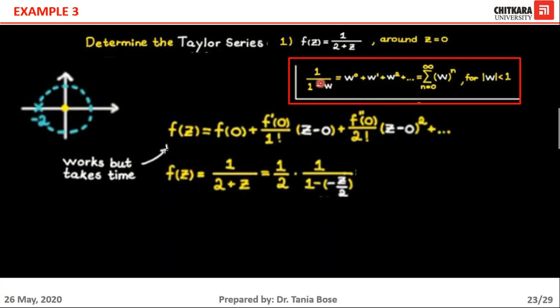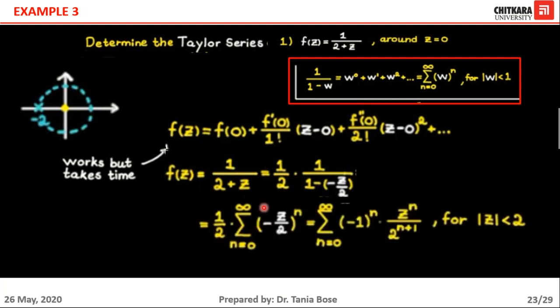Now you can compare it with this. And you can see that what is w? W is minus z by 2. That is why I've written it in white ink, right? So that it becomes very clear. Now 1 upon 1 minus w was same as summation w to the power n. So if I write this term in summation form, it becomes 1 by 2, that was out, summation n going from 0 to infinity, minus z by 2 whole raised to power n, right?